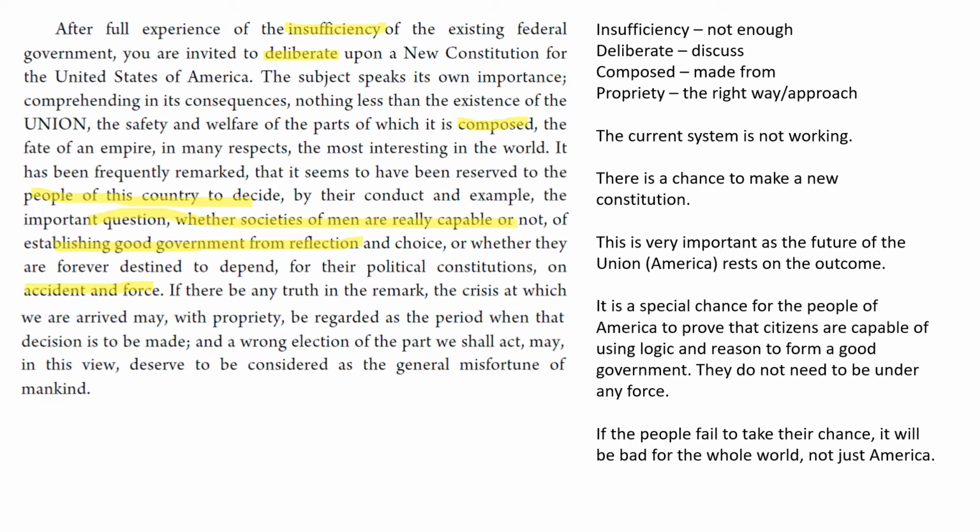If there be any truth in the remark, the crisis at which we are arrived may, with propriety, be regarded as the period when that decision is to be made, and a wrong election of the part we shall act may, in this view, deserve to be considered as the general misfortune of mankind. If they fail to take their opportunity, this will not only be bad for America, but for the whole of mankind, for the whole of the human race. This is a very special chance for the people to show that they can make their own government.